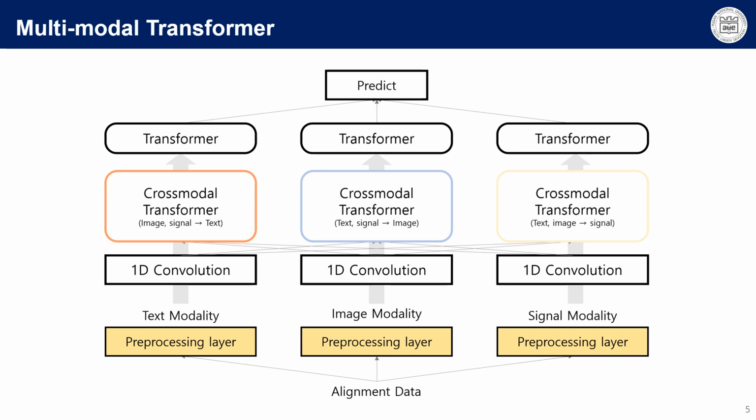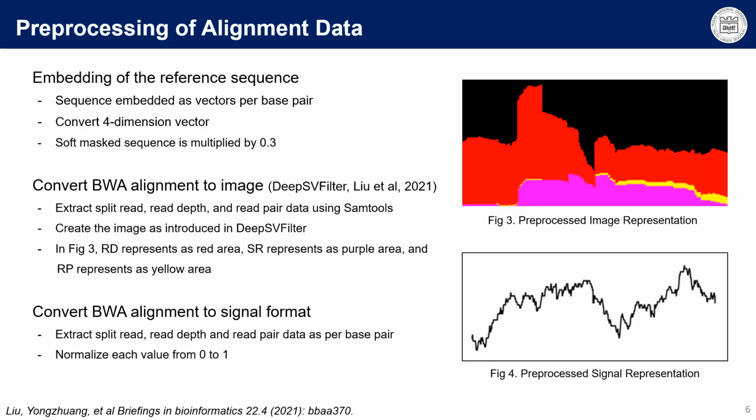We build a multimodal transformer introduced by Tsai in 2019. We embedded the reference genome sequence that covers the region of the structural variation. Sequence data is embedded as a vector per base pair and is converted into a fixed dimension. If they have soft-masked sequence, we just multiply by 0.3. These data are used as text modality.